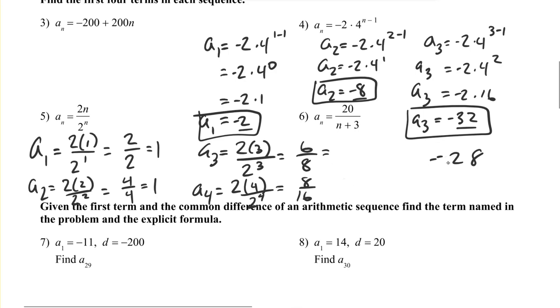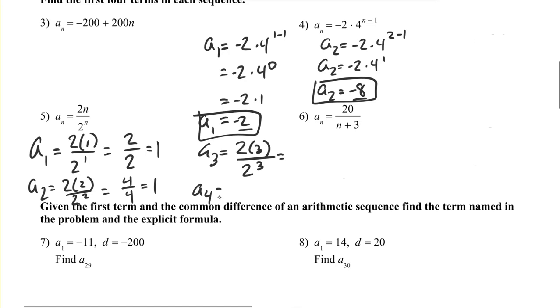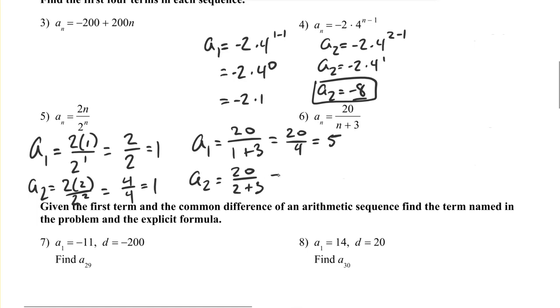Our next one, we'll erase some of this. Question 6. Our first term is 20 over 1 plus 3. So 20 divided by 4, which would be 5. Our second term would be 20 over 2 plus 3, which is 20 over 5, which is 4.